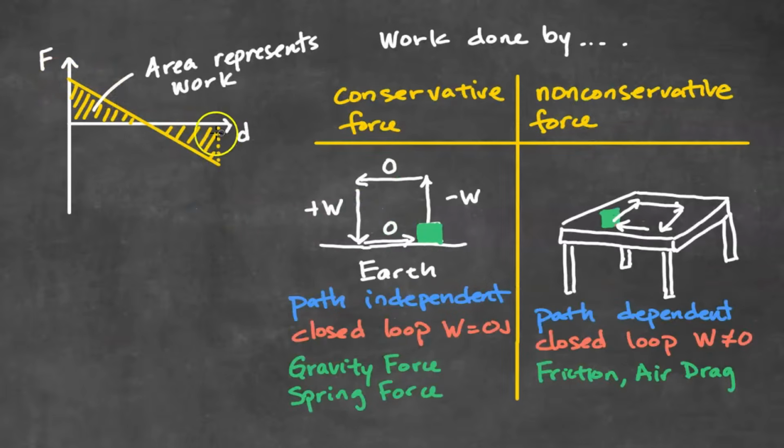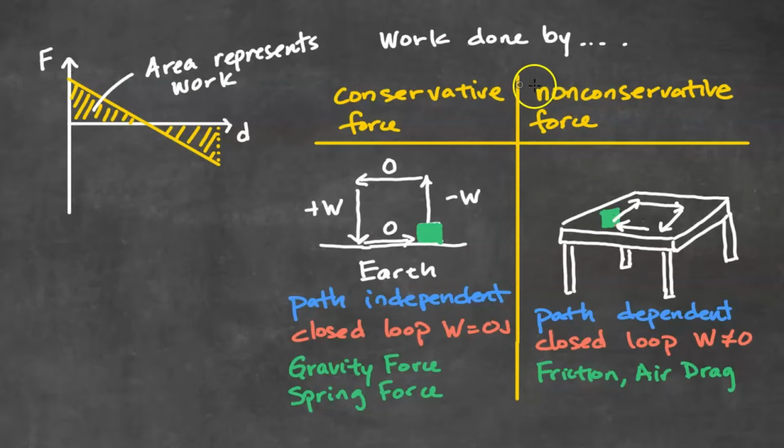On a force versus displacement graph, the area under the curve represents the work. When I say area under the curve, I mean the area between the graph and the horizontal axis. This area can be positive or it can be negative. If I wanted to find the net work, I need to take into account the positive and the negative sections of this graph.